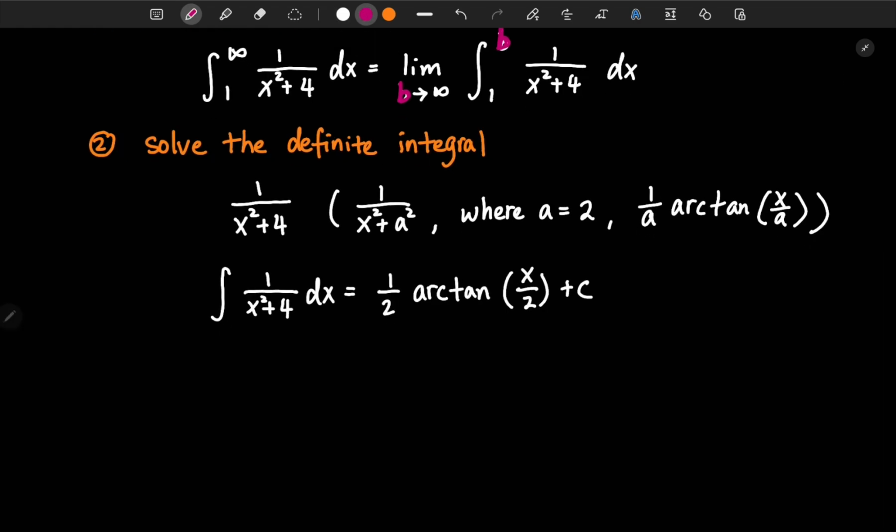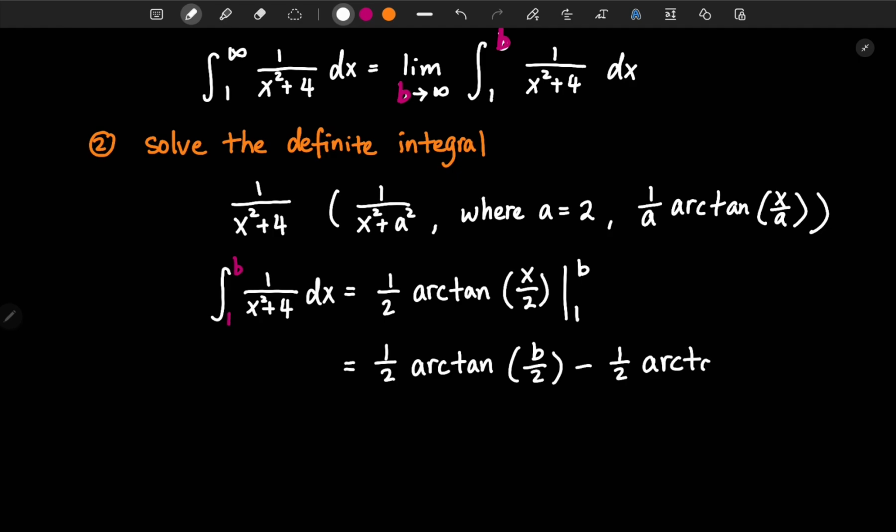But don't forget, in here we have a definite integral, which our boundary is from 1 to b. So our result becomes, we want to plug in 1 and b into the equation, which we would get 1/2 arc tangent b over 2 minus 1/2 arc tangent 1/2. And we don't have the plus c in this case. Okay, so now you have finished the second step.